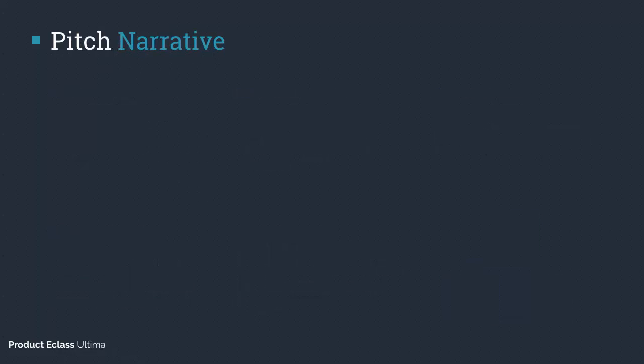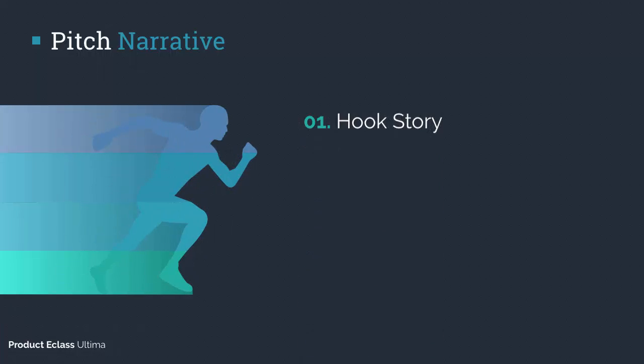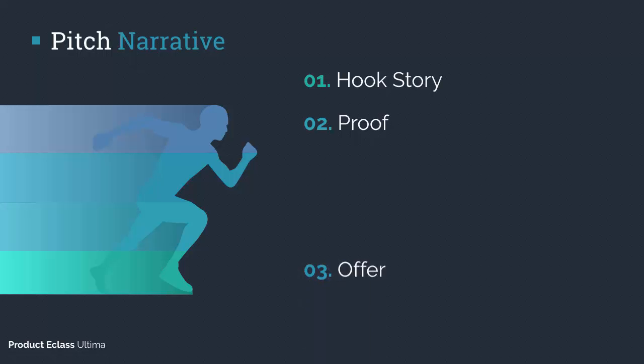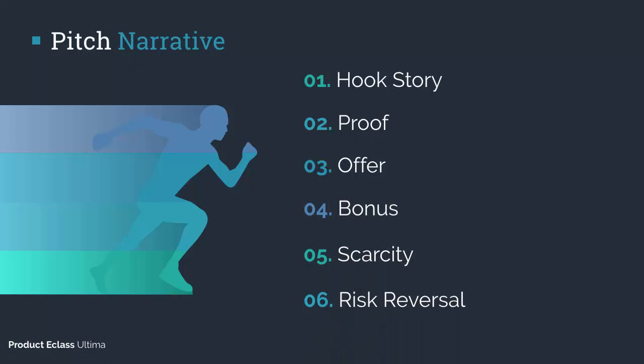So let's do that. Now, by the way, the narrative is kind of funny because a lot of people think this is where it starts, but we've done all this work ahead of time. We've already come up with our hook, so now we just got to come up with the hook story. We now then deploy our proof throughout the pitch in unique and specific ways, which we'll discuss. Then we reveal the offer, and then we show them the bonuses, and then we attach the scarcity, and then we handle risk. So these are the 6 steps to your pitch narrative.